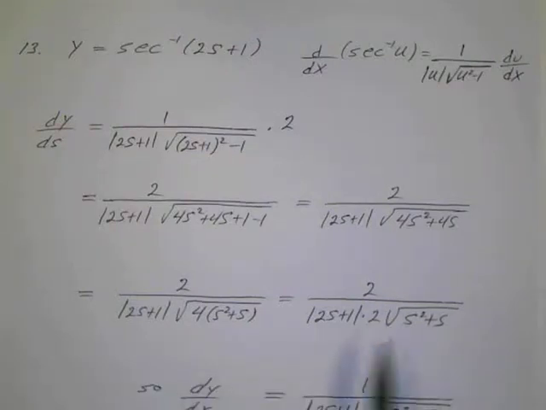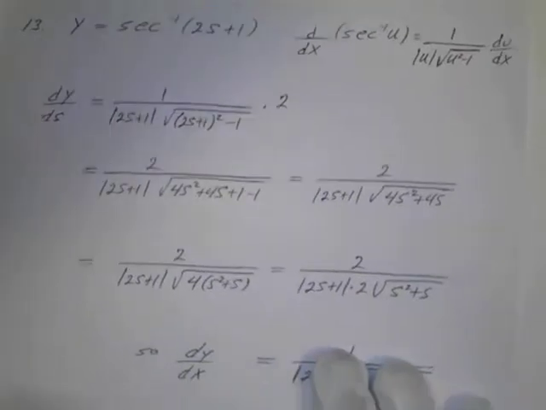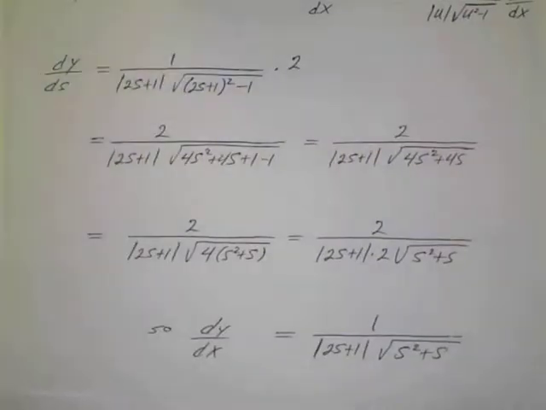dy/ds equals 1 over the absolute value of 2s plus 1 times the square root of s squared plus s. Oops. Get this up so you can see it, pardon me. There you go. So again, 2 over 2 is 1. So this is what we have. So again, not too bad.